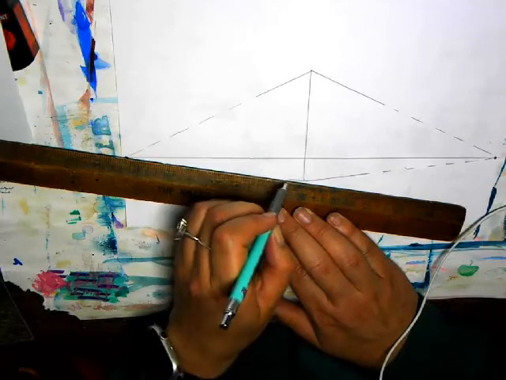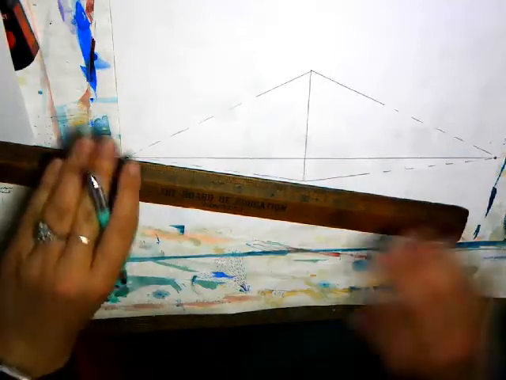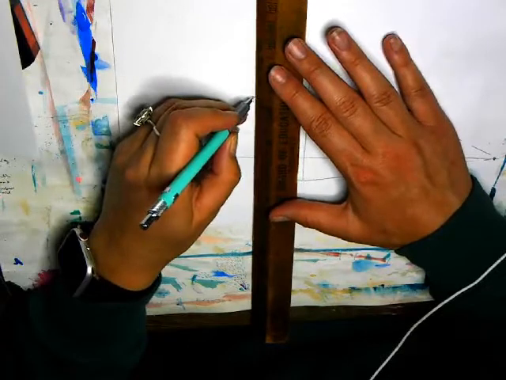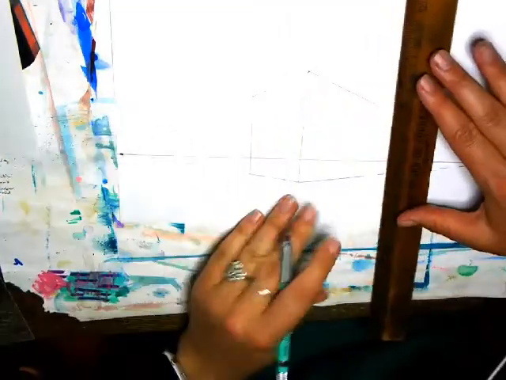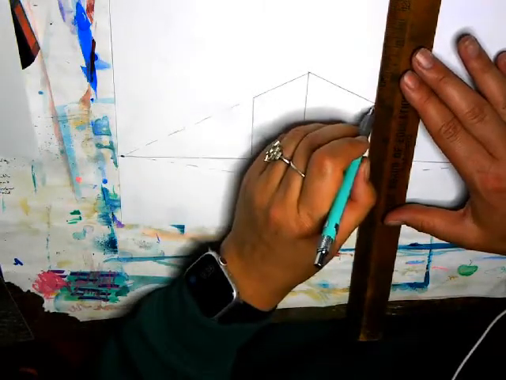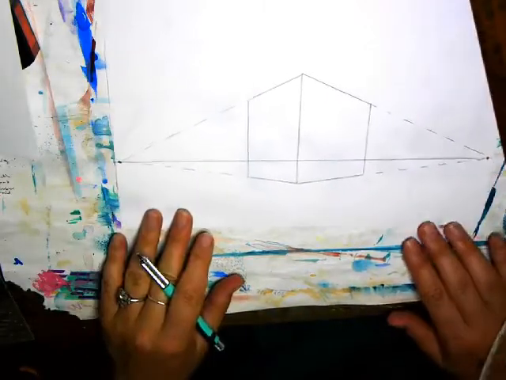That's funny, my ruler has a little notch and it made a funny little bump in my line there. That's okay, I can fix that. Then go ahead and draw my verticals for the back corners of my buildings. Very nice.